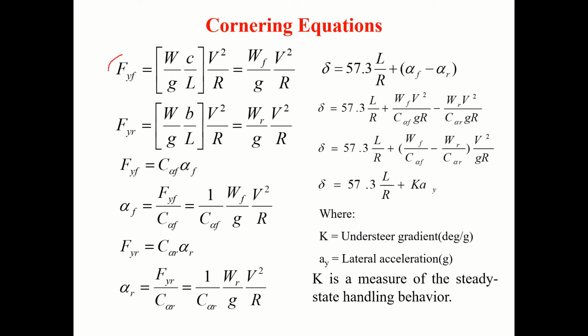So centrifugal force at the front. What is this? Front load. That is WG C by L. Front load M V squared by R. And this is nothing but static load. So WF by this one, WC by L. Correct now? That is the load, WF by G, mass, V squared by R. Similarly for the rear, this is the load.